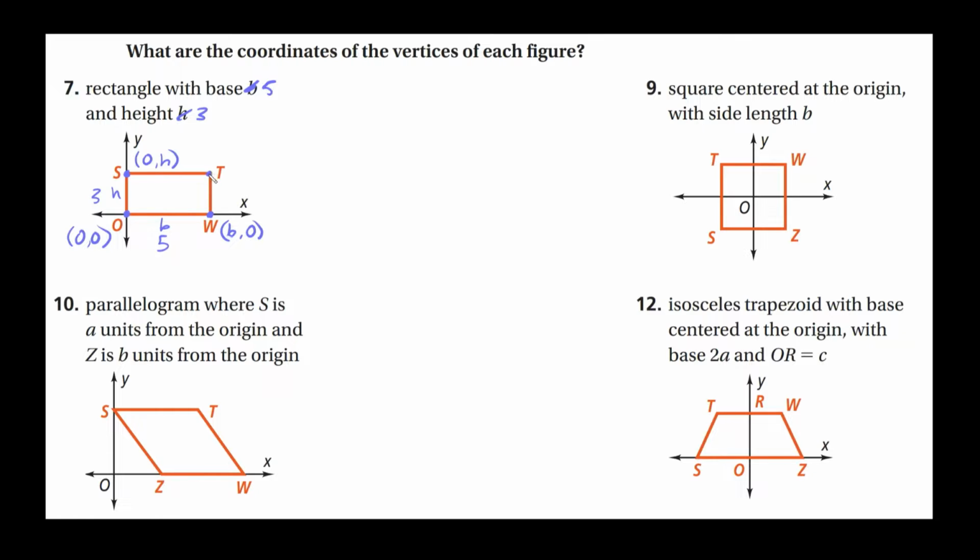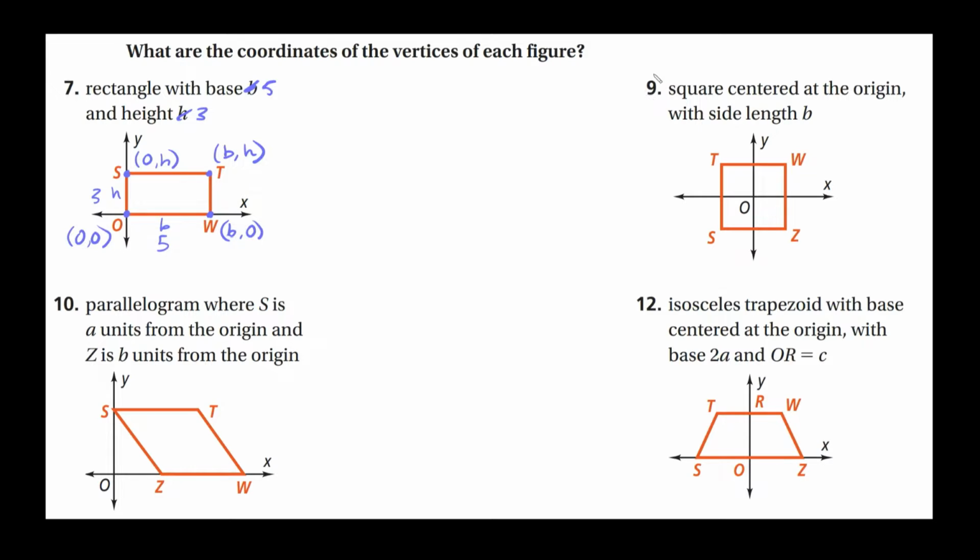And then lastly, this point right here, T. As you can see, to get to T, we always start from the origin, and then we're going to go over b units, a b amount of units, and then go up h units. So to get to T, we're going to go over b and then up h. So that's the coordinate for T.